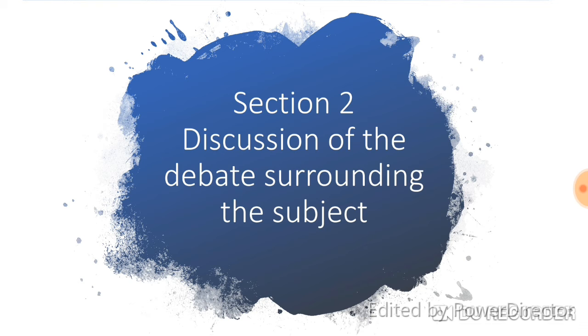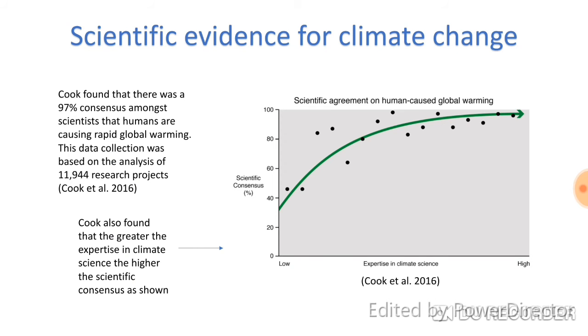Moving on to section 2, discussion of the debate surrounding the subject. The consensus for global warming and climate change isn't 100% amongst the scientific community. Cook found that there was a 97% consensus among scientists that humans are causing rapid global warming. This data collection was based on the analysis of just under 12,000 research projects and abstracts. Cook et al. 2016.